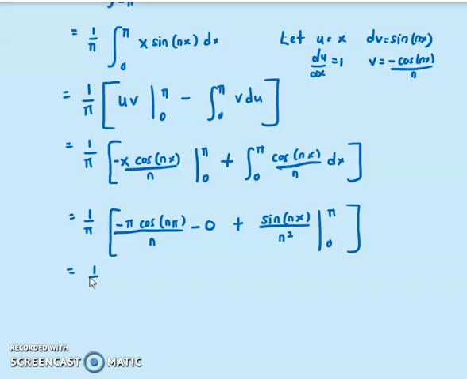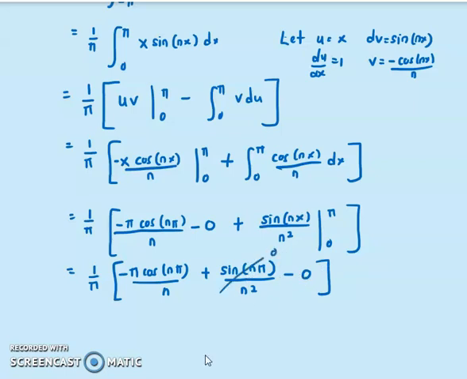Okay, so simplifying this, we have negative pi cos n pi over n plus sine n pi over n squared minus sine 0. When x is 0, sine 0 is 0. So similarly, sine n pi is also 0. Now we have this term. So we have negative cos n pi over n. And I can write this as negative cos n pi, always negative 1 to the power of n over n.